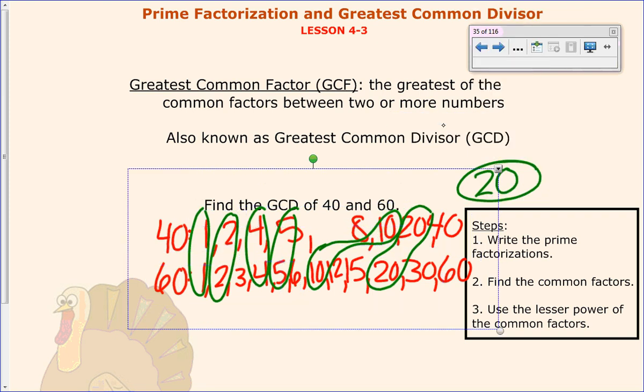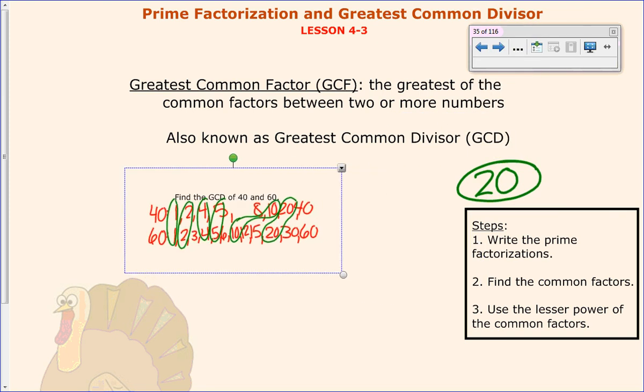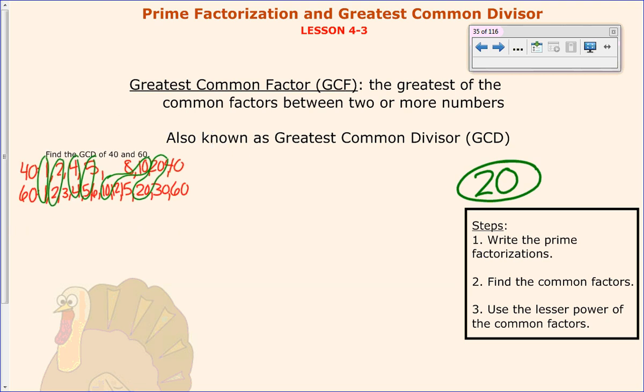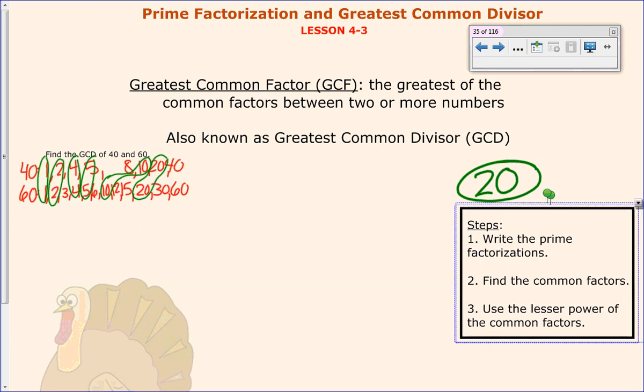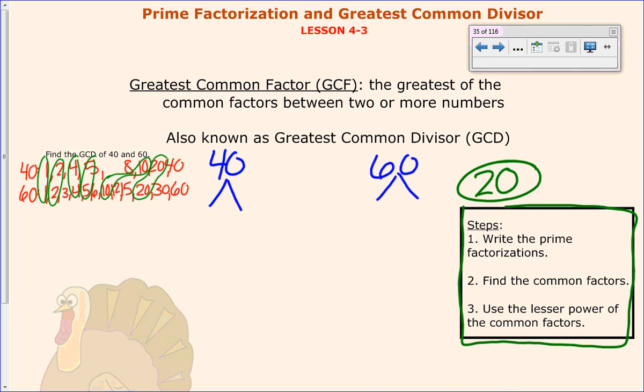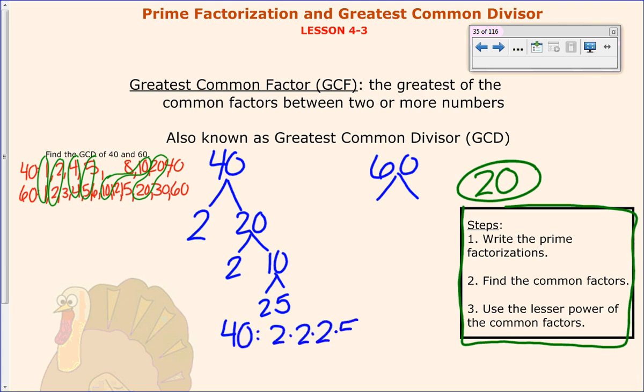Now I'm going to show you a way that uses what we've talked about before. So what you do first, and I have the steps written out in this box over here that I'm outlining in green, first, you do the prime factorizations. So we're going to factor out 40 and 60 using prime factors. Well, 40, I could do 2 and 20. Then I could do 2 and 10. Then I could do 2 and 5. All right, so 40, if I break it down, I have 2 times 2 times 2 times 5.